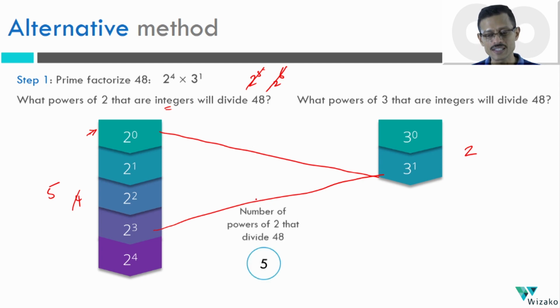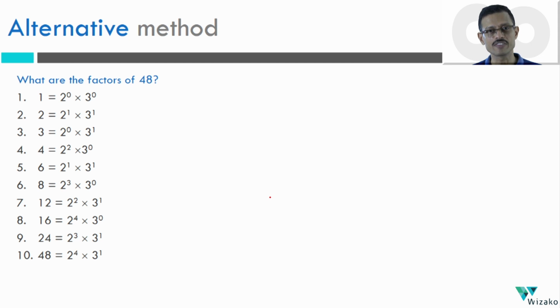How many powers of 2 are there? We know there are 5. 2 power 4, which is 4 plus 1, 5. How many powers of 3 are there? Which is equal to 2. I've just listed all these permutations in the next slide, so that we get a good idea about what we have said. These are the 10 factors of 48.